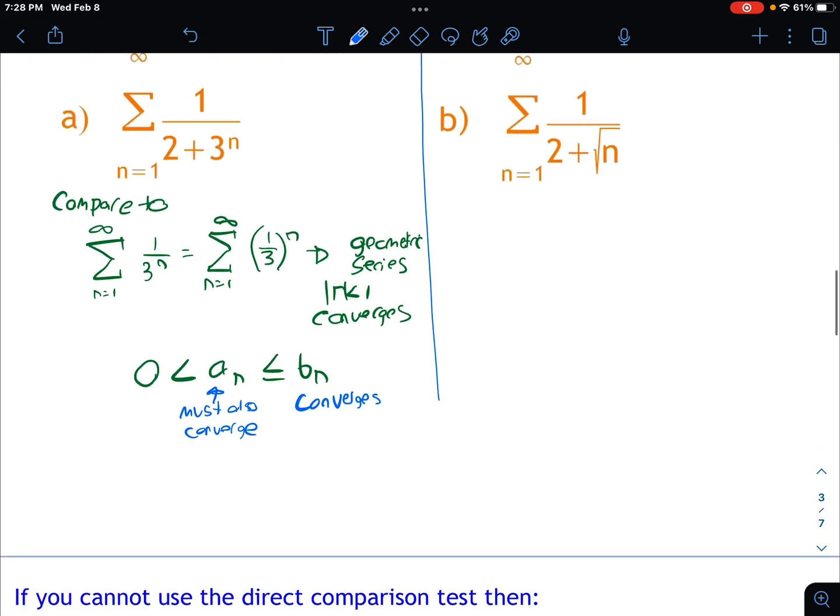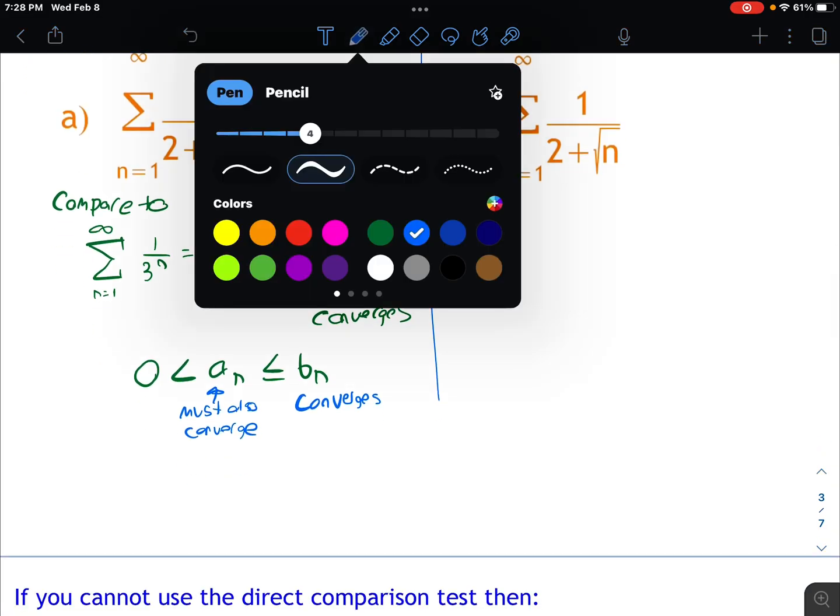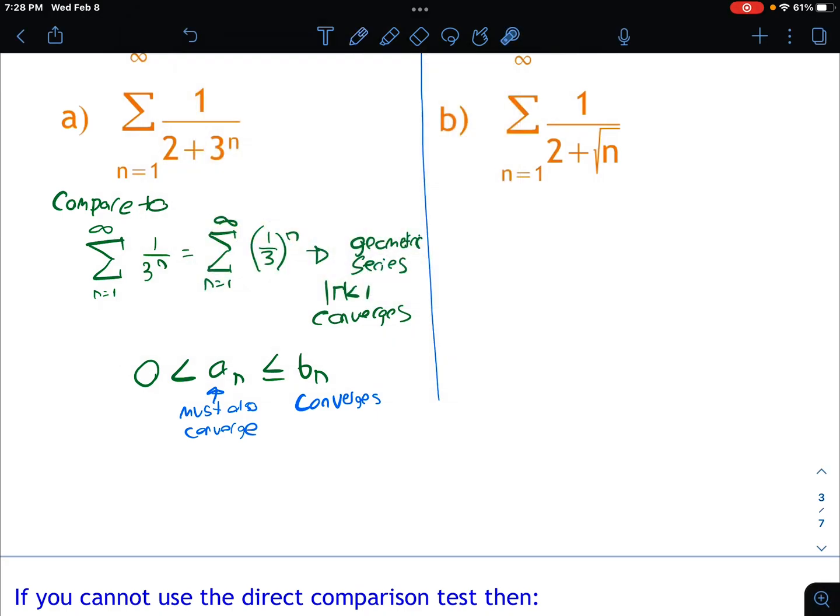Okay, so let's go ahead and try to write it out. Let's try to figure this out. First off, is a sub n always smaller? Let's think. This is a sub n and this is b sub n. Let's think about the first few terms. If I plug in 1 here, I get 1 over 5. If I plug in 1 here, I get 1/3. Okay, so this is bigger.